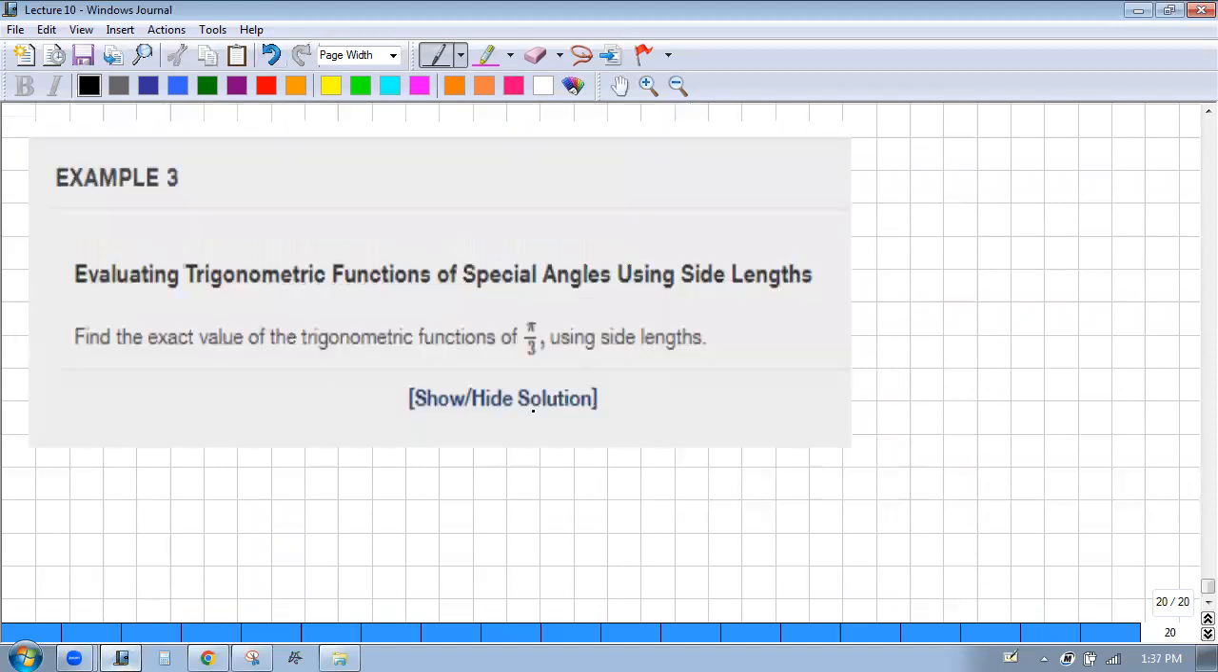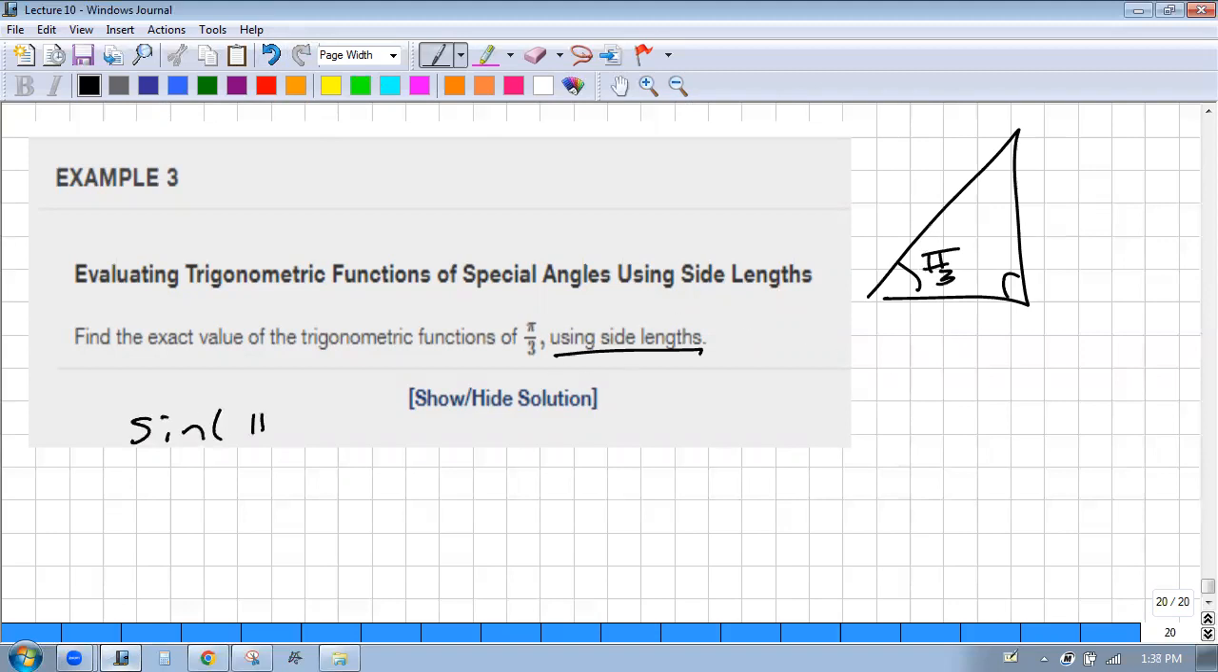Find the exact value of the functions at pi over 3 using side lengths. So what they're saying is they want you to draw a triangle. I guess I should draw it to scale, right? All right, so this is pi over 3, and then they want to find sine of pi over 3 and cosine of pi over 3, right?